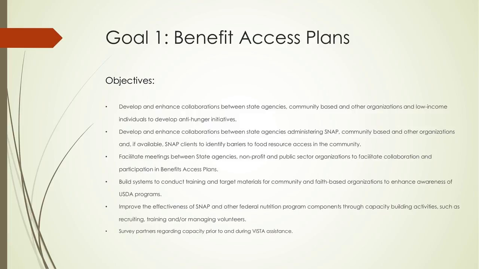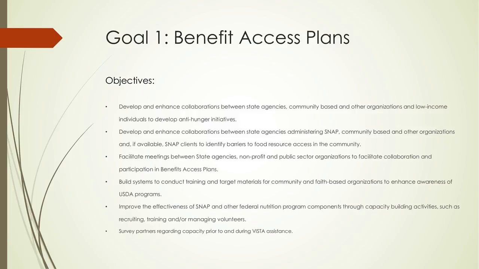Develop and enhance collaborations between state agencies, community-based and other organizations, and low-income individuals to develop anti-hunger initiatives. Develop and enhance collaborations between state agencies administering SNAP, community-based and other organizations, and, if available, SNAP clients to identify barriers to food resource access in the community. Facilitate meetings between state agencies, nonprofit, and public sector organizations to facilitate collaboration and participation in benefits access plans.